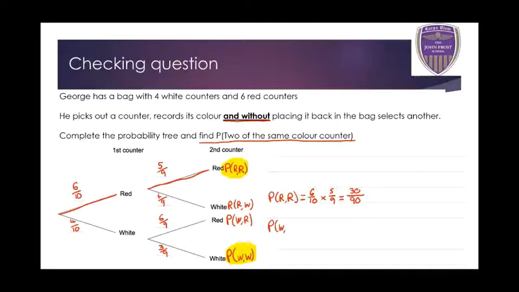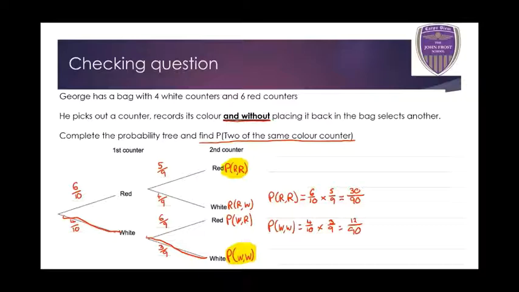Next, we're trying to find the probability of white and white. So first chance of him picking a white counter first of all is 4 out of 10. The chance of him picking a white counter the second time is 3 out of 9. Okay, so 4 times 3 is 12. 10 times 9 is 90.